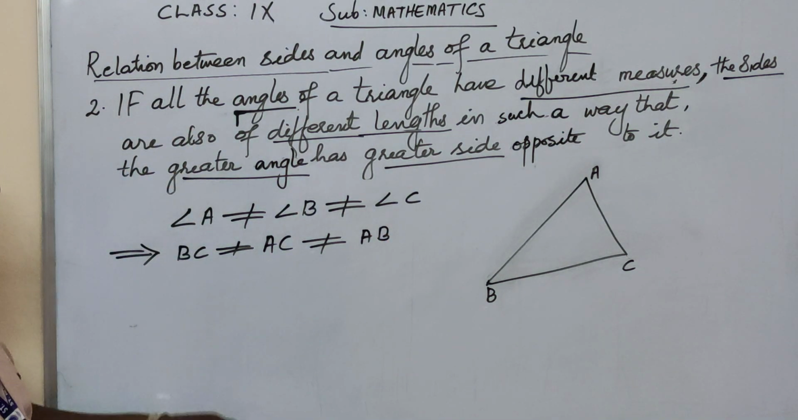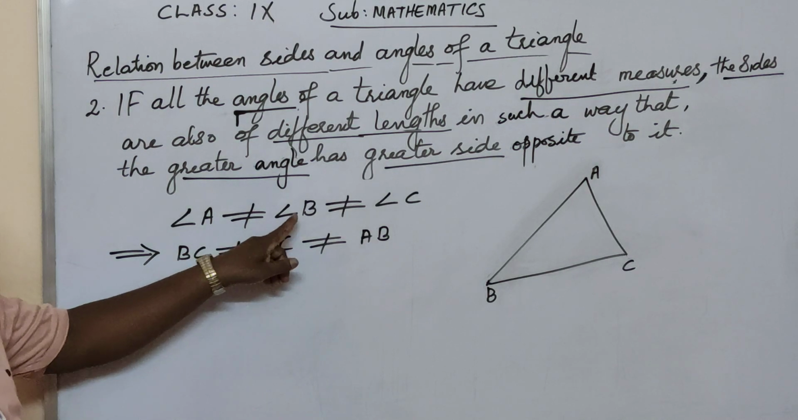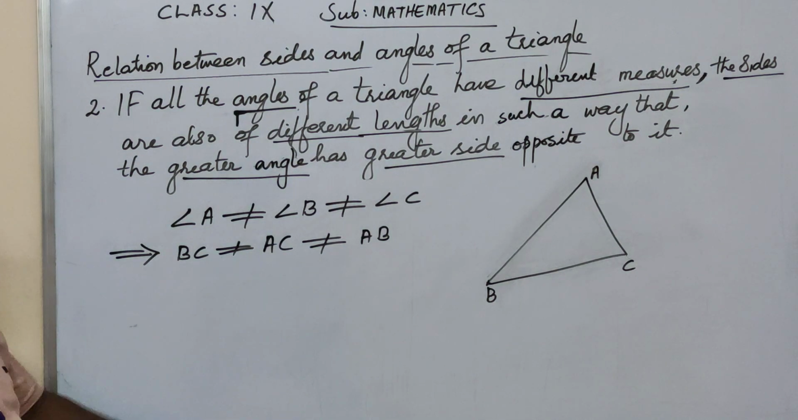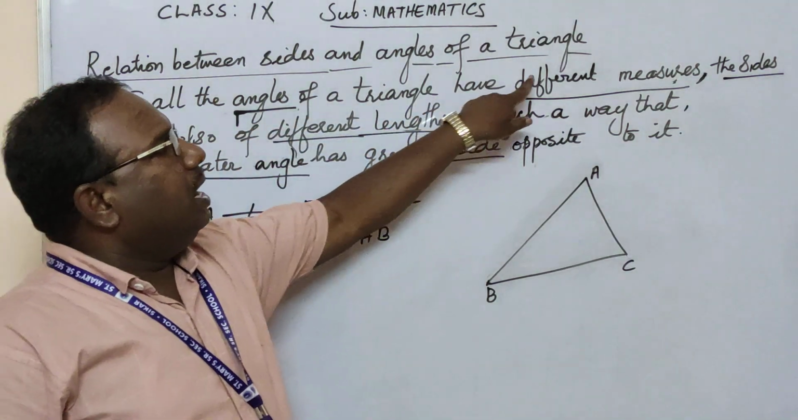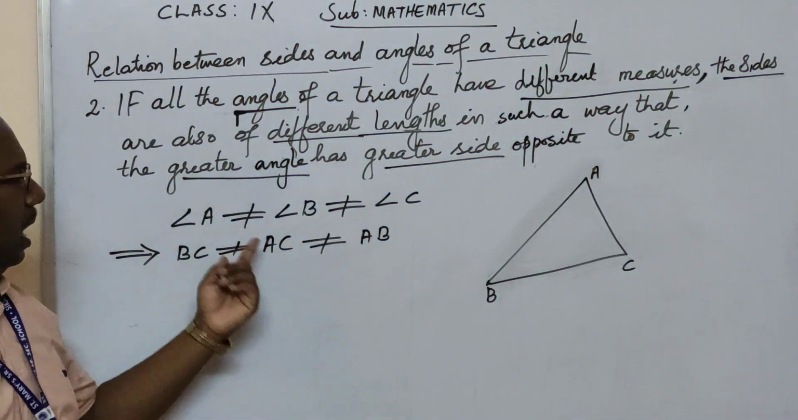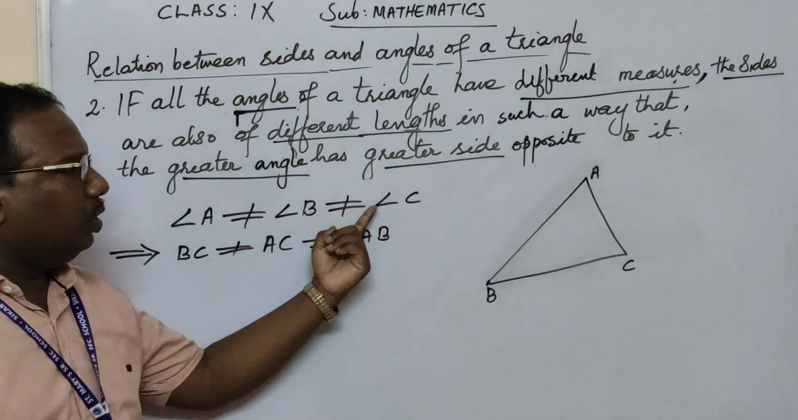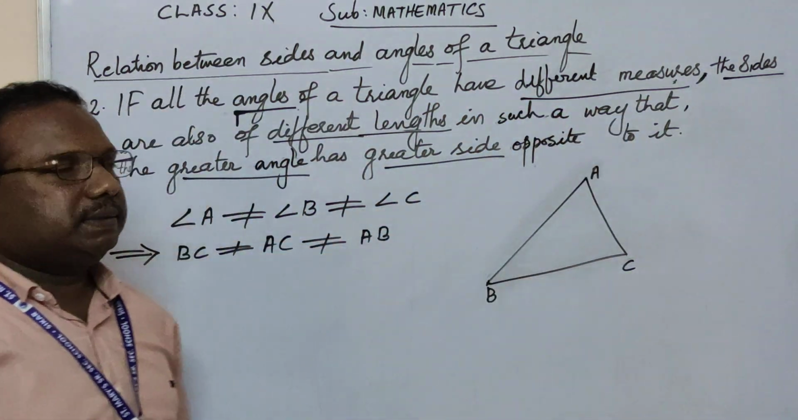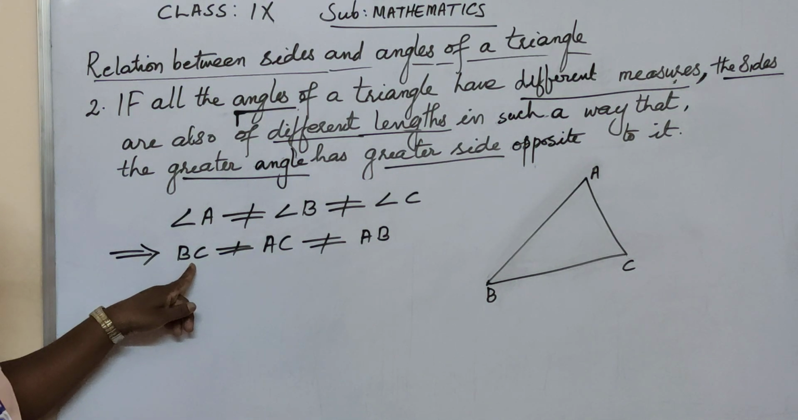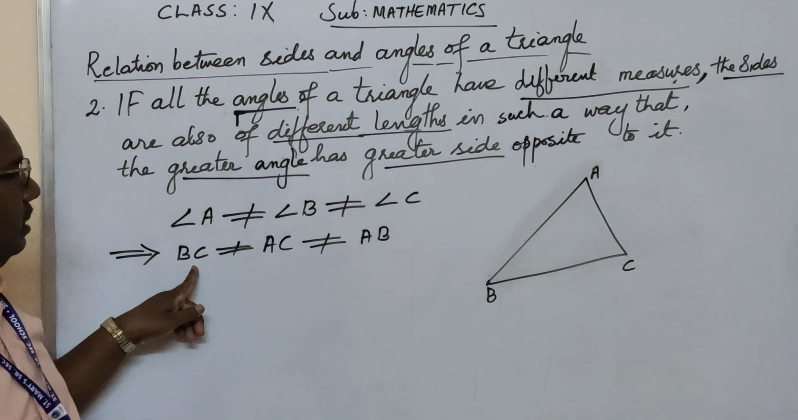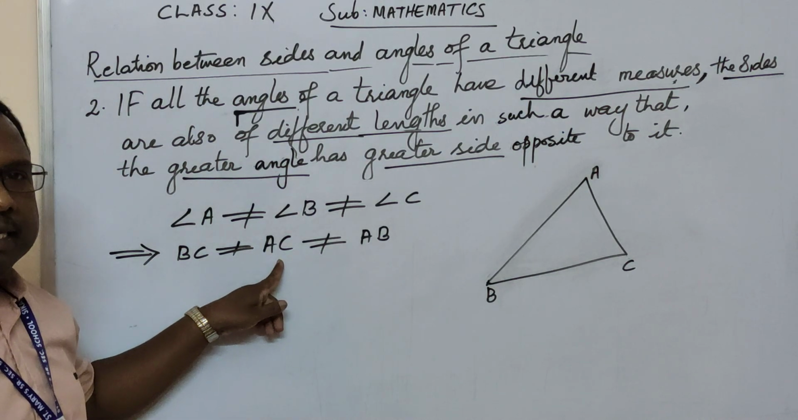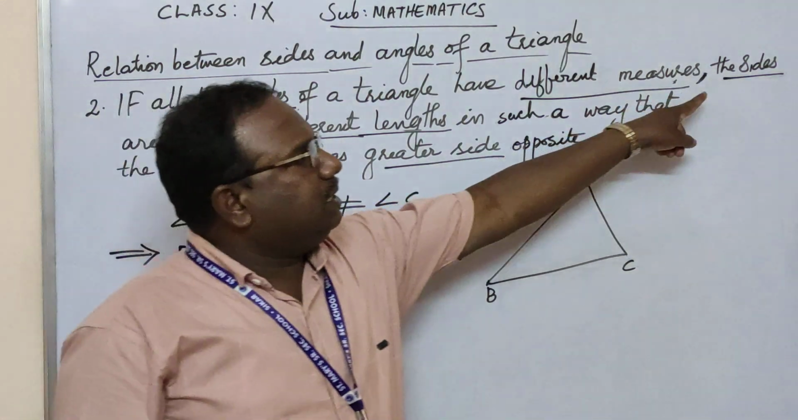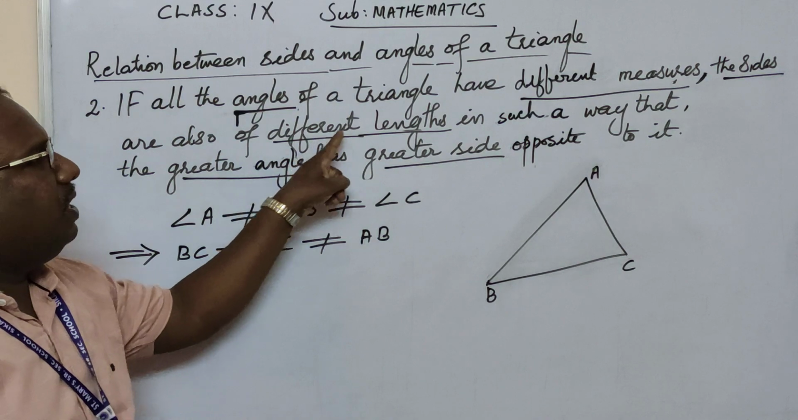Once more, angle A is not equal to angle B, not equal to angle C. That means angles have different measures. Then side BC is not equal to side AC, which is not equal to side AB. Sides are also of different lengths.